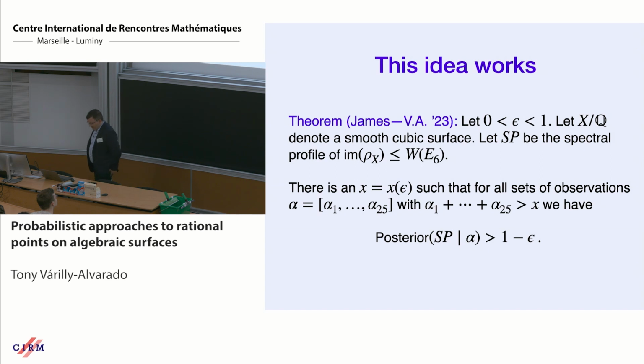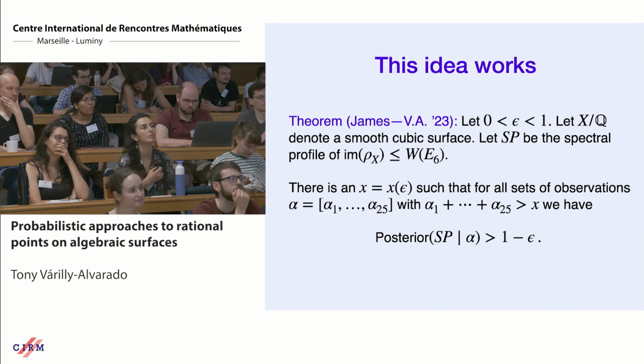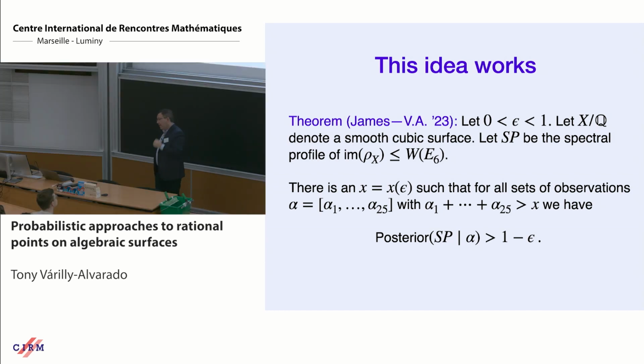Let's call it SP. And what this theorem says is that if you make enough observations, and the number of observations depends on epsilon, then eventually the posterior probability of the correct spectral profile will exceed 1 minus epsilon. Okay, that's great. That means that if you make enough observations, eventually you'll be able to spot which one is the correct thing. Yeah? That depends on your prior, right?